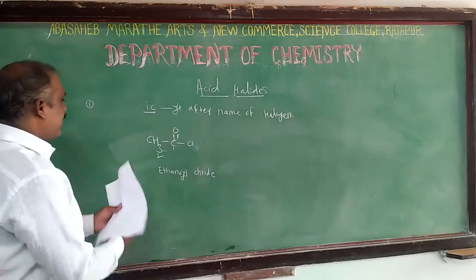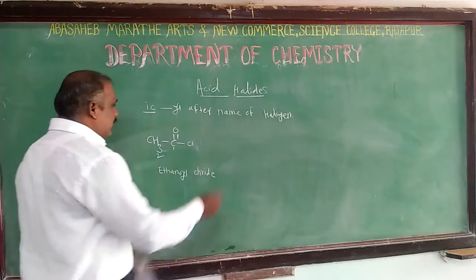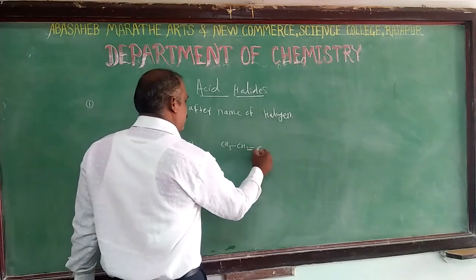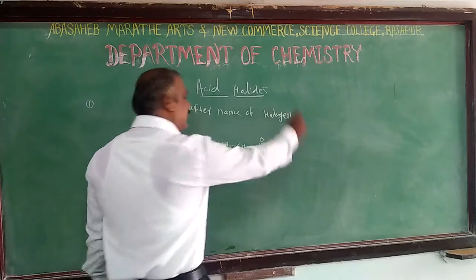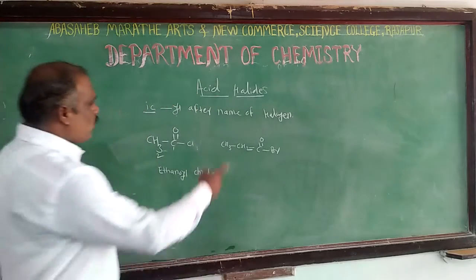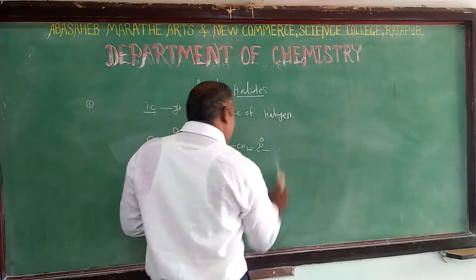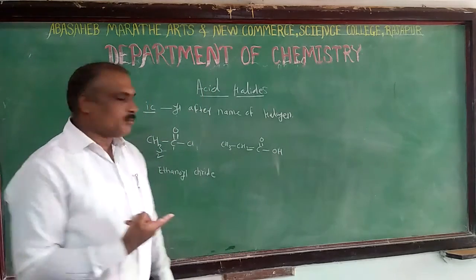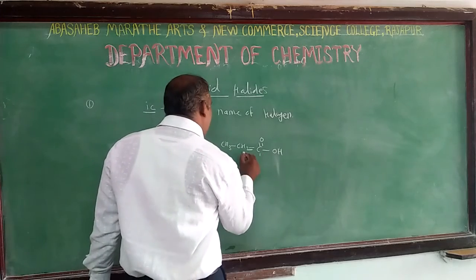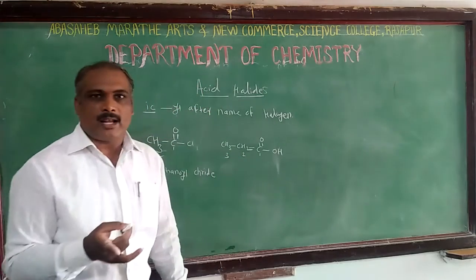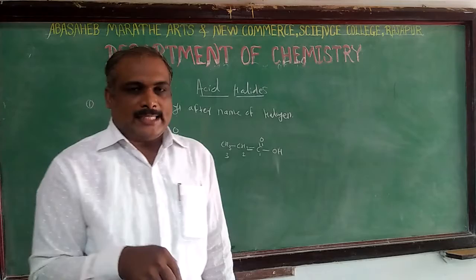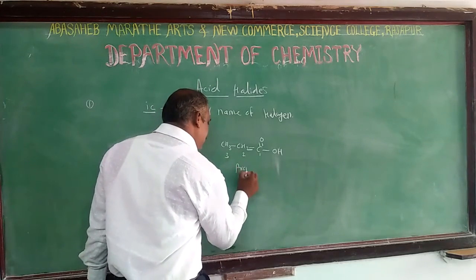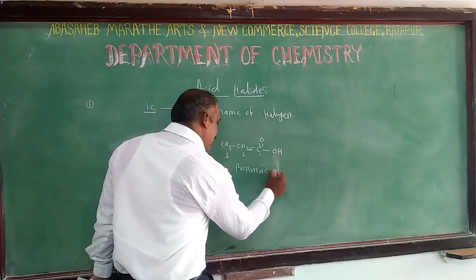Next example we have taken. Like this. So what is the name? For example, this bromine can be replaced by OH. This is the acid. So how many carbons are there? 1, then 2, and then 3 carbons. And therefore the name of this acid, with 3 carbons, is propanoic acid, right? Propanoic acid.